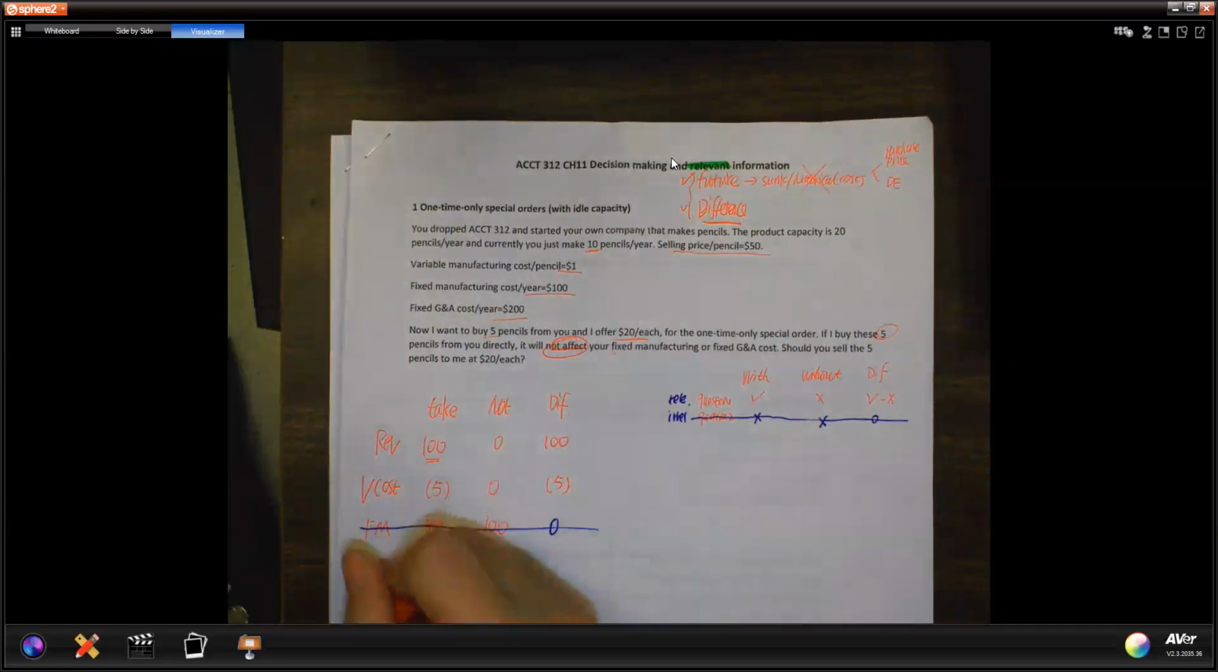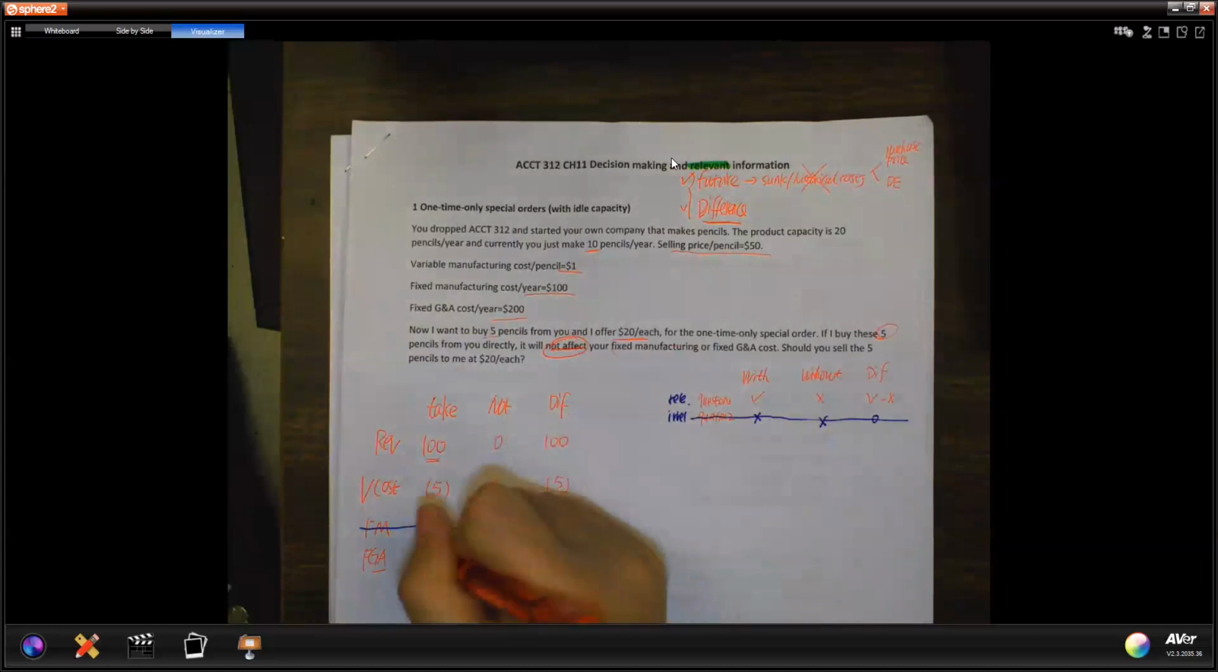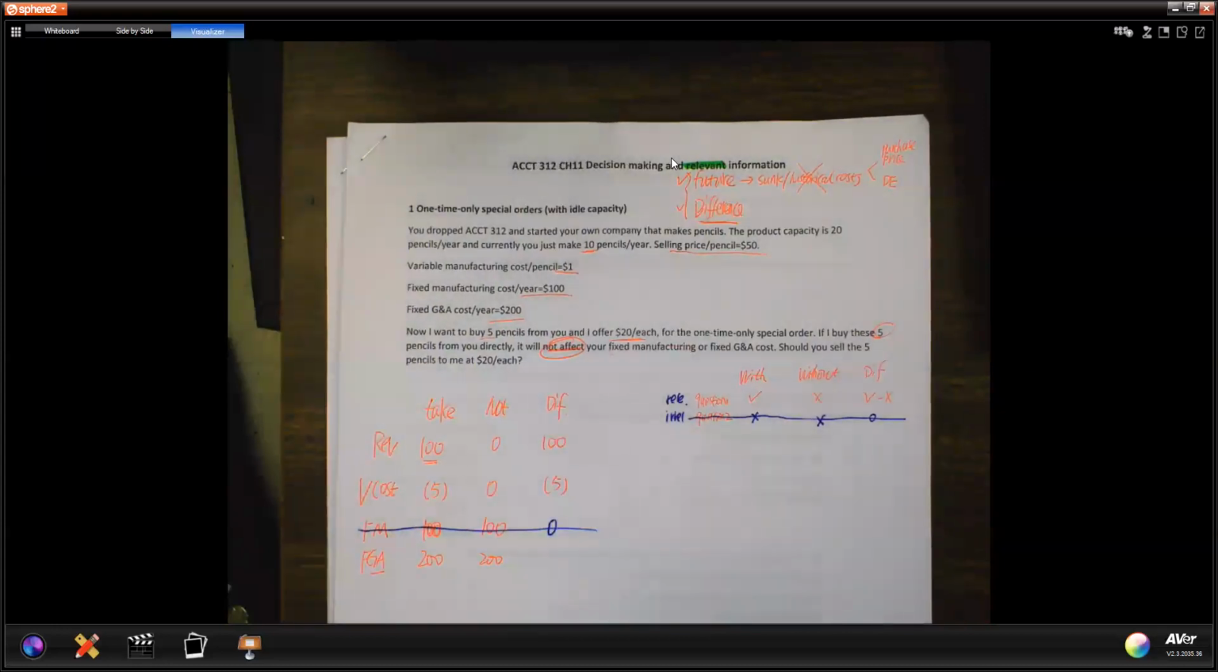Similarly, for the fixed general administrative, like your CEO's salary, without my order every year you pay him $200. That's not practical, but we just put $200. With my order, it will not affect that part. You don't need to hire a new manager or whatever. You still will pay him $200. Therefore, there is no difference.